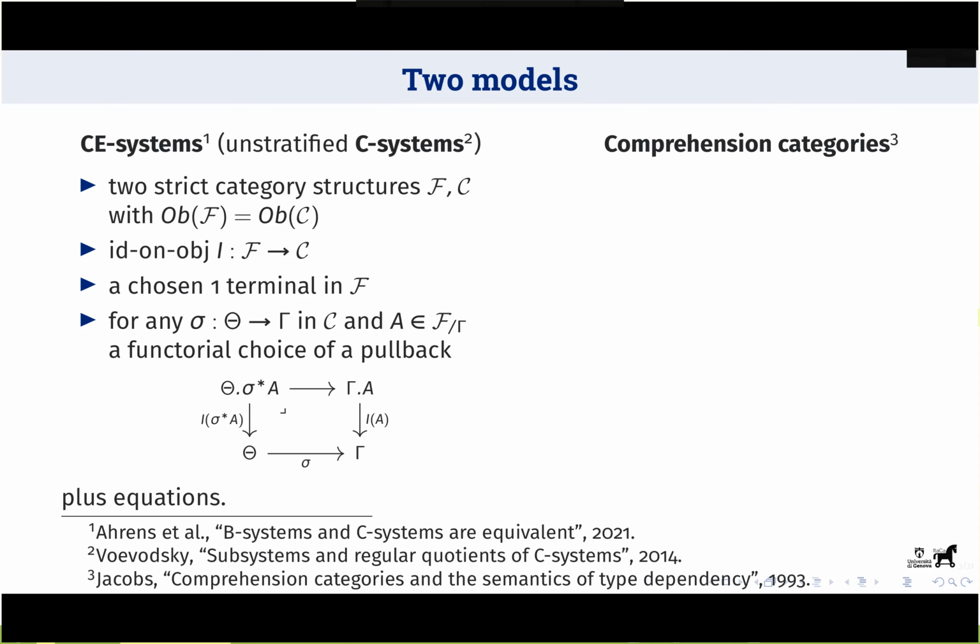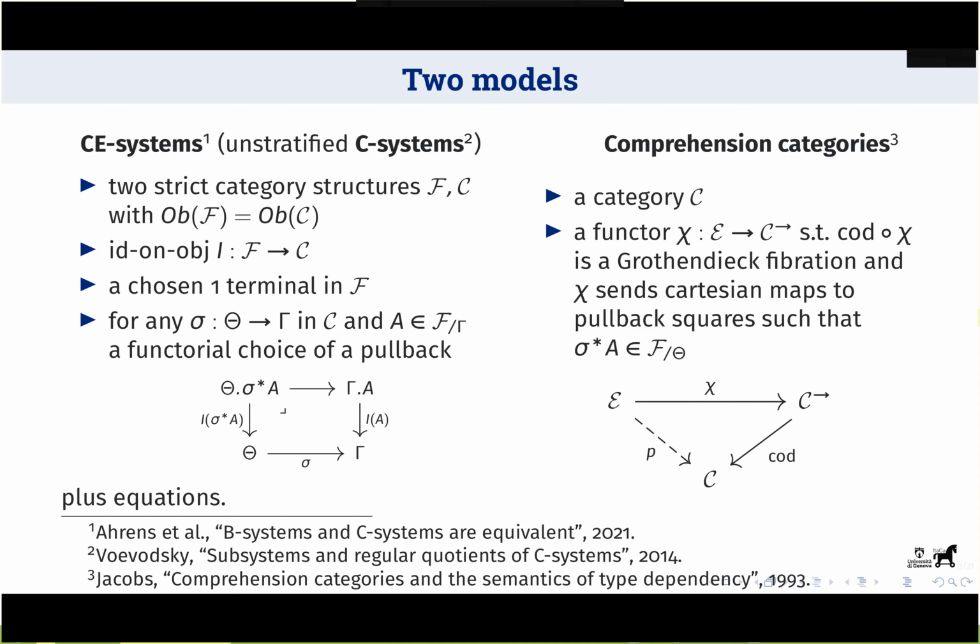The other model that we're going to talk about a lot today is that of comprehension categories. In a sense, it's a little bit tighter and maybe simpler. We start from a category C and we ask for a functor chi from some other category E into C arrow, such that the composition, which we call P, is a Grothendieck fibration, and chi sends P-Cartesian maps into pullback squares. Oh yes, that's supposed to be on the other side.